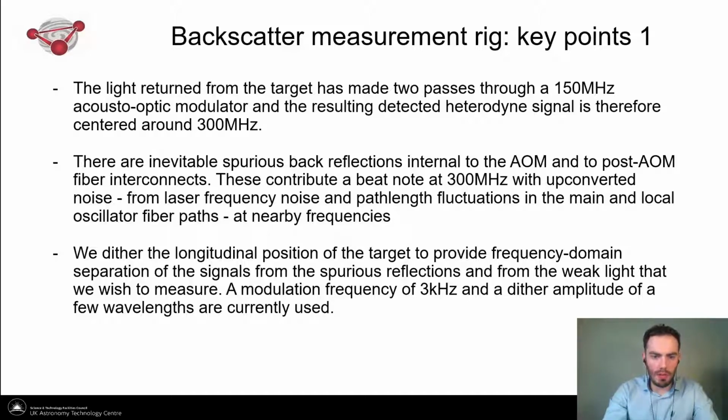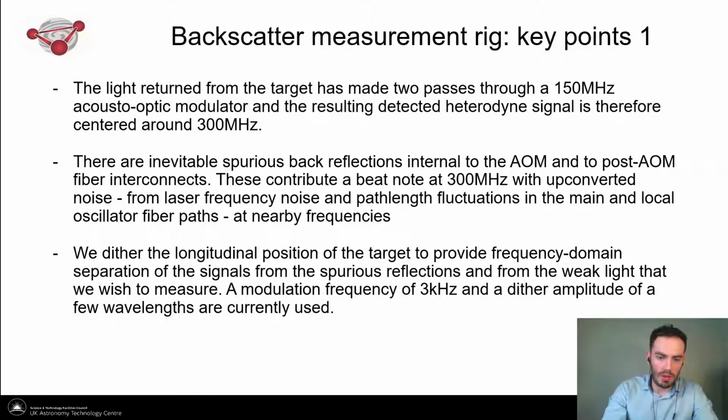The light returned from the target has made 2 passes through a 150 MHz acousto-optic modulator, and the resulting detected heterodyne signal is therefore centered around 300 MHz. There are inevitable spurious back reflections internal to the AOM and to the post-AOM fiber interconnects. These contribute to a beat note at 300 MHz with upconverted noise from laser frequency noise and pathlength fluctuations in the main and local oscillator fiber paths at nearby frequencies.